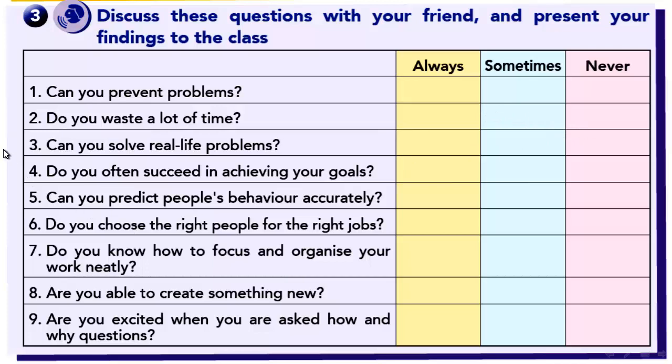Number 3, can you solve real life problems? Number 4, do you often succeed in achieving your goals? Number 5, can you predict people's behavior accurately? Number 6, do you choose the right people for the right jobs? And number 7, do you know how to focus and organize your work neatly? Number 8, are you able to create something new? And number 9, are you excited when you are asked how and why questions?